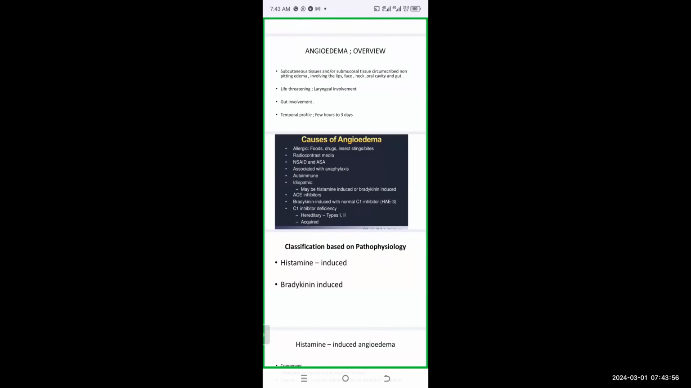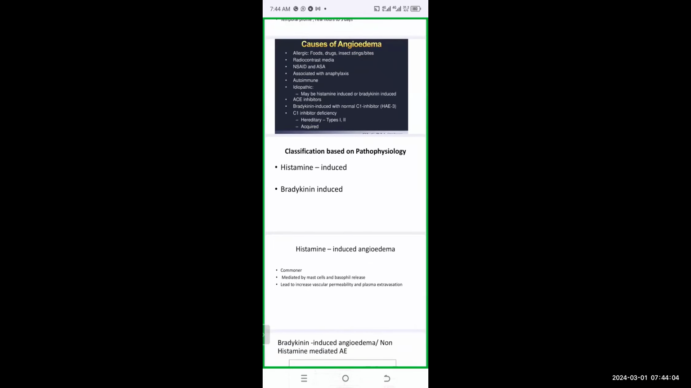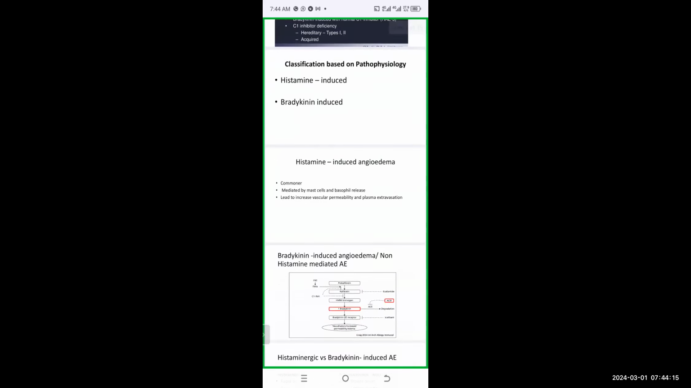Classification based on pathology is very important, because this has a bearing on how patients might present and how you would eventually manage the patient. Pathophysiologically, it could be histamine-induced or bradykinin-induced. Histamine angioedema is a type 1 hypersensitivity reaction. It's acute, many times hyperacute, and is the commoner type, mediated by mast cell and basophil release, and it leads to increased vascular permeability and plasma extravasation, and ultimately angioedema.